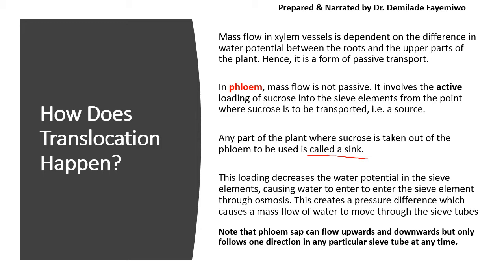Now you need to know that the phloem sap can flow up or down, it doesn't matter, unlike the xylem which only flows in one direction, upwards. But it is important to know that with the phloem, it only flows in one direction in any particular sieve tube. Now that's not very important for your exams. I just thought to put that in there in case you were interested.